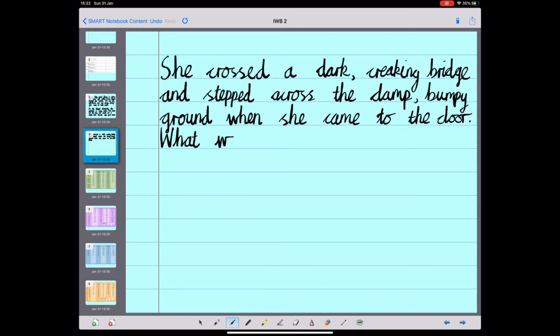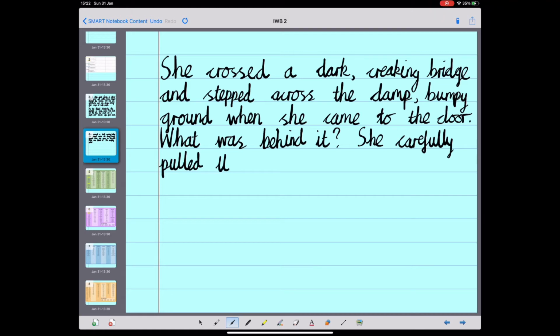Let's go. What was behind it? What was behind it? So I've written a question to hook my reader in. She carefully, there's my adverb, she carefully pulled it open and stepped inside. She carefully pulled it open and stepped inside.